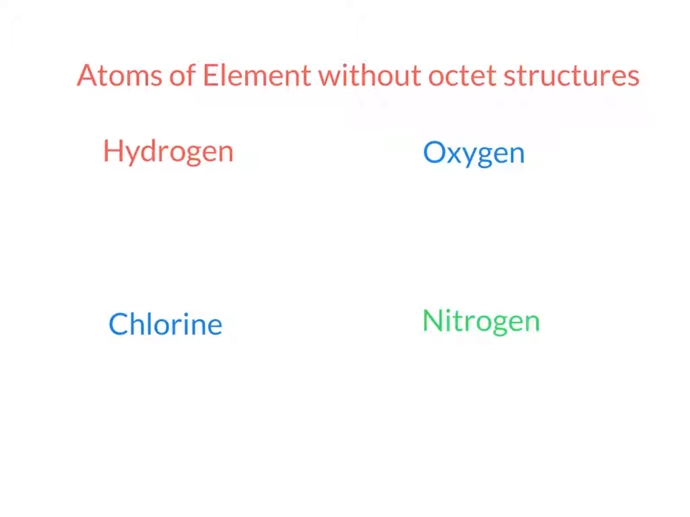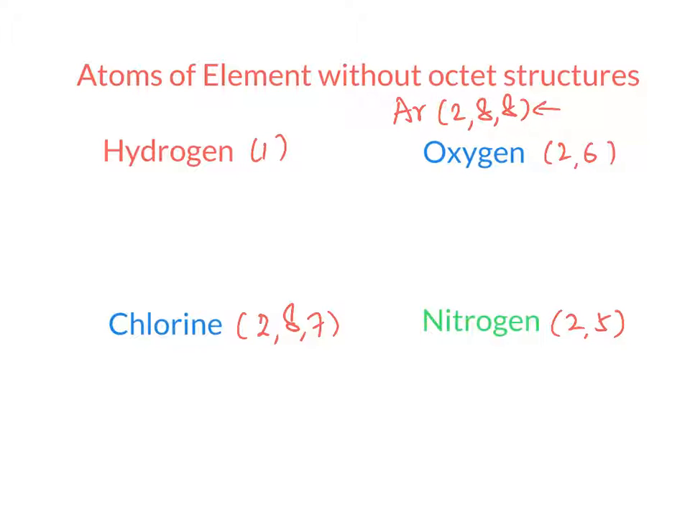The first one is atoms of elements without octet structures. If an element already has an octet structure, for example argon, which is 2,8,8, then there is no point for it to form covalent bonds. But hydrogen is 1, oxygen is 2,6, chlorine is 2,8,7. These elements do not have octet structures, so they are unstable. That's why they bond with another atom of the same type.